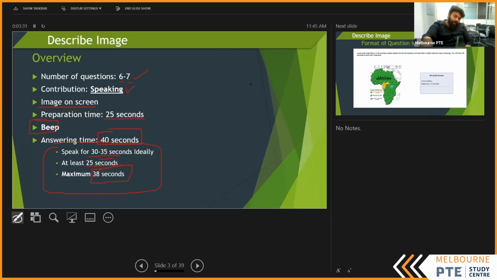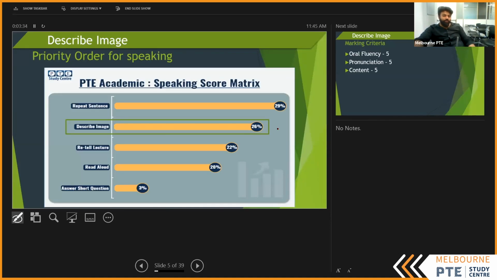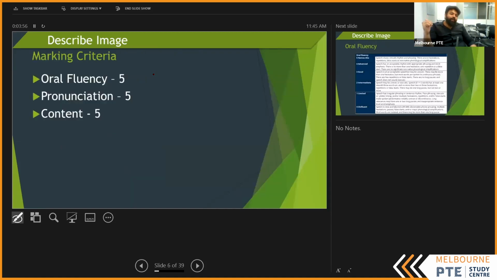All good? Okay. Now, if I talk about its weightage, for speaking, it will be more important than read aloud. 26% of 90, you can say, weightage would be there towards your speaking. Like around 22, 23 marks, you can say, towards speaking, which is quite significant, from one task. Now, marking criteria, I have already discussed in detail. In the same way, they apply in here to your describing as well. The same things you need to consider here as well.